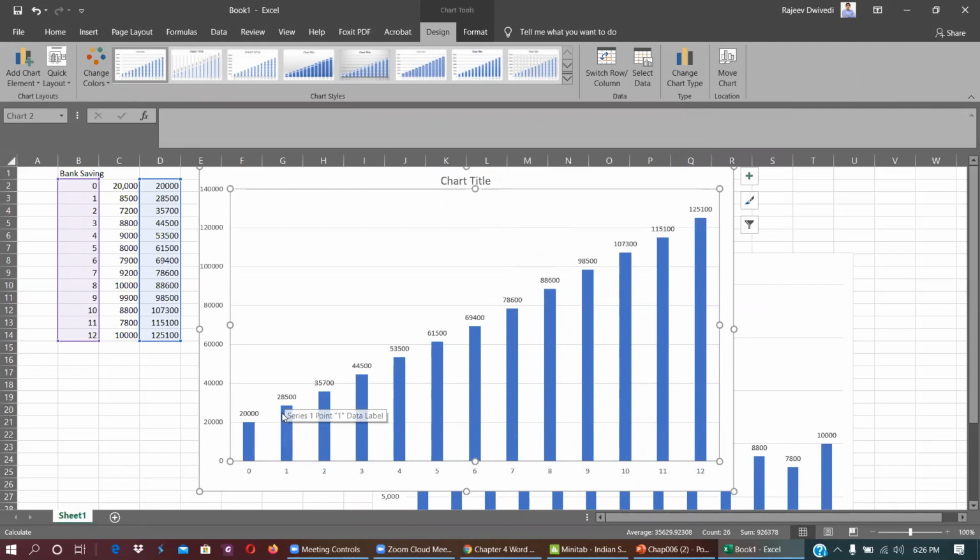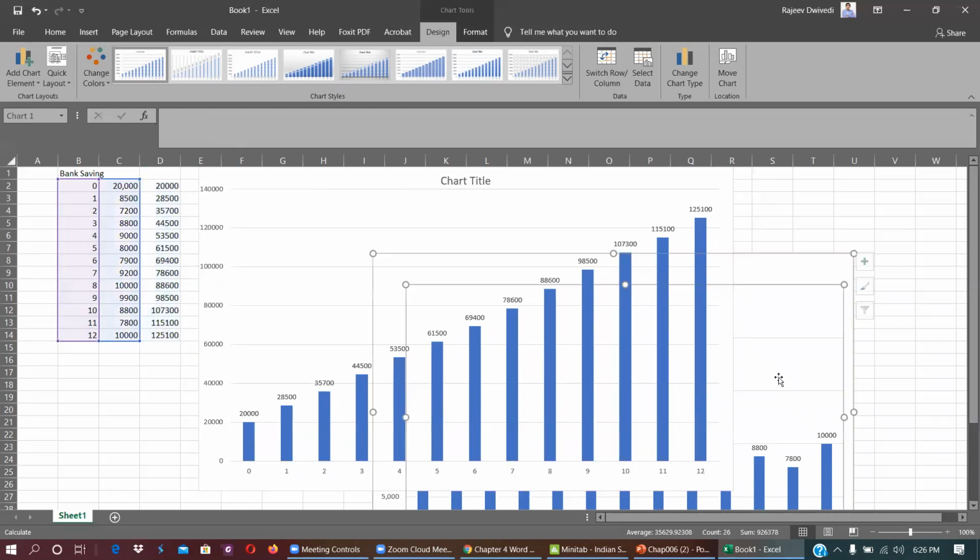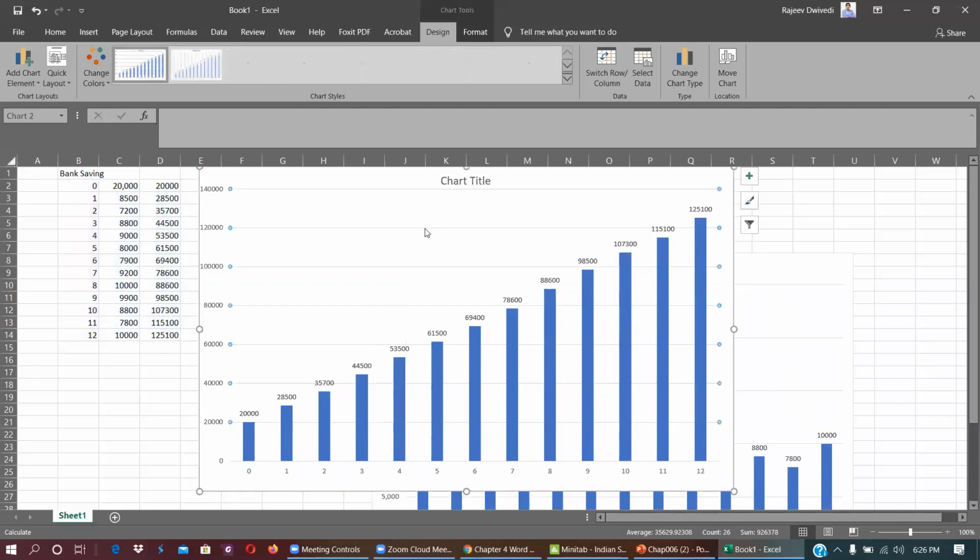By the end of January, I have saving of 28,500. February, I got 35,700. By June, I had 69,400. By September, I had 98,500. And by December, I had $125,100. So what is this? This is cumulative. Cumulative means keep adding all the previous amounts.